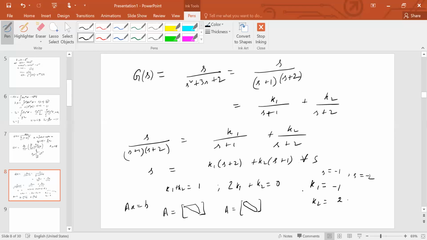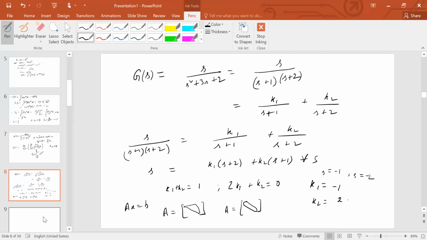Right. And when you choose the other one, you solve for k2. So you can solve for k2 by putting s is equal to -2. All right. And you can solve for k1 by putting s is equal to -1, by freeing up the terms.